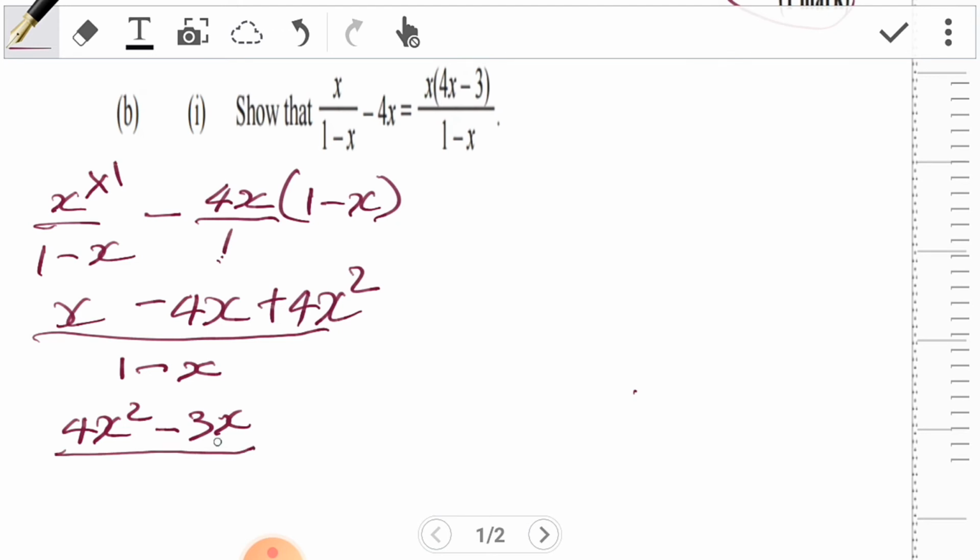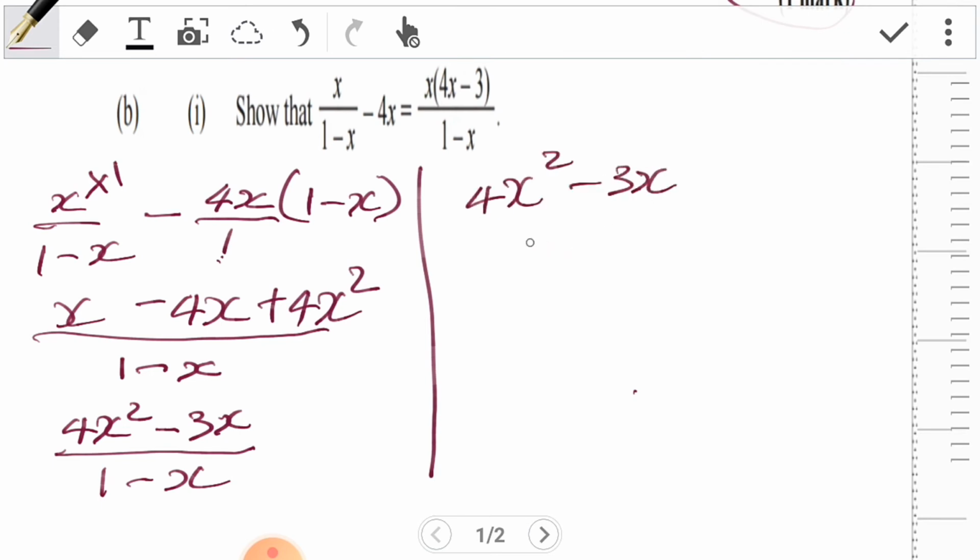And all of this is over 1 minus x. Now, at this stage, we're almost there. Right? So we're almost there. So let me rewrite this up here. So I have 4x squared minus 3x all over 1 minus x.